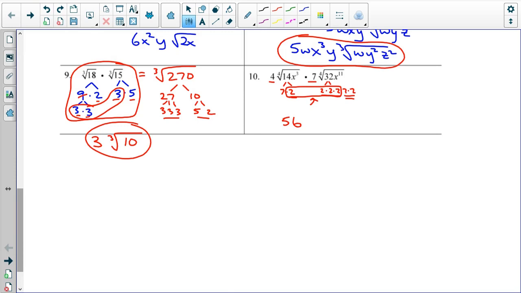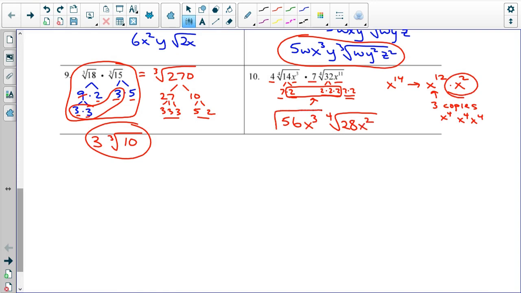Left on the inside, I have 7 times 4. So I have a 28 left on the inside of the fourth root. Then I have x cubed and x to the 11th. That's x to the 14th. I need groups of 4. So I can break this up into x to the 12th times x squared. This is 3 copies of a group of 4. So that's x to the 4th, x to the 4th, x to the 4th. So that means I can pull an x cubed out, and I'm left with x squared on the inside. So my final answer is 56x cubed times the fourth root of 28, x squared.